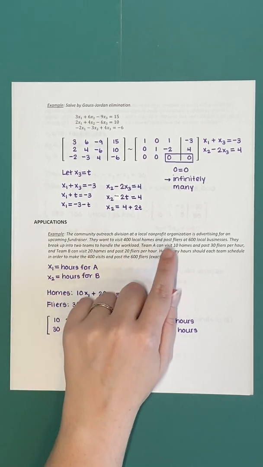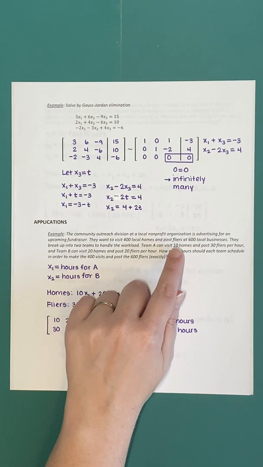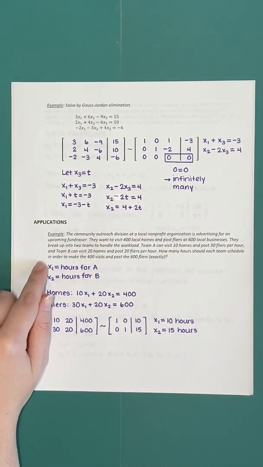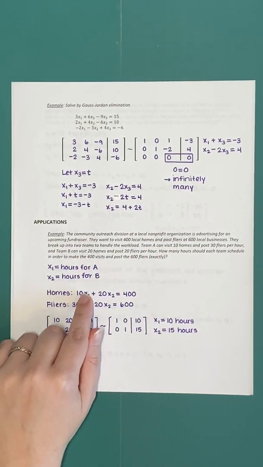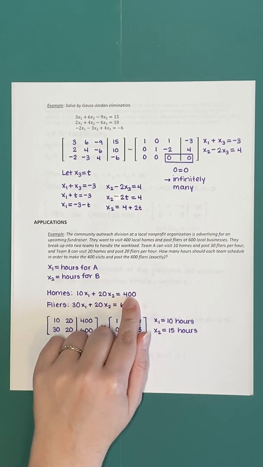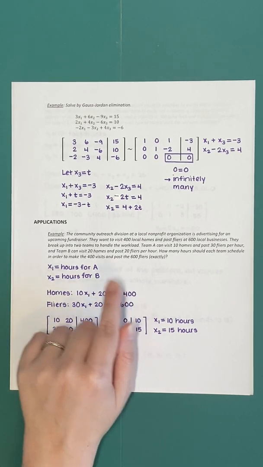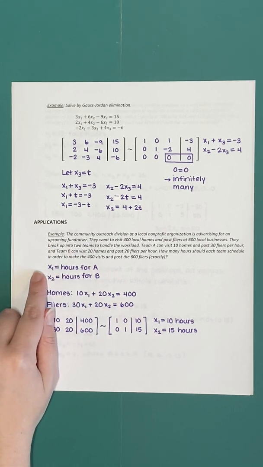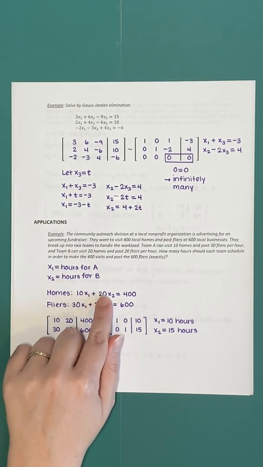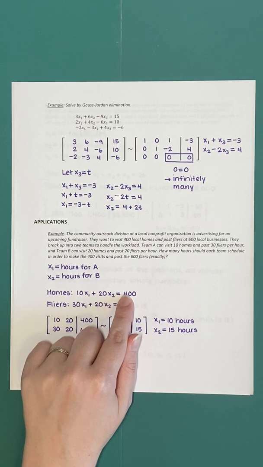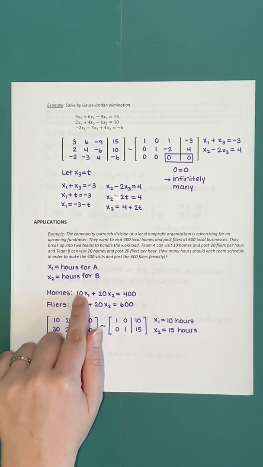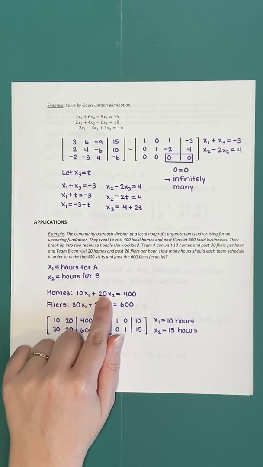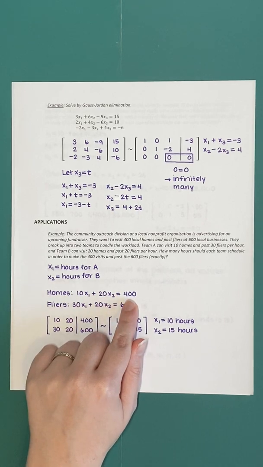So if Team A can visit 10 per hour, then 10 times the number of hours they're working will be that portion of the total of 400 that we want to reach. Team B can visit 20, so 20 times the number of hours they work. That will be the portion that they contribute towards the total of 400. So if we sum up each team's contribution, the sum should be exactly equal to 400.